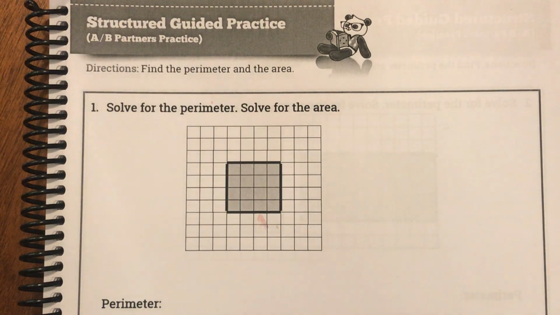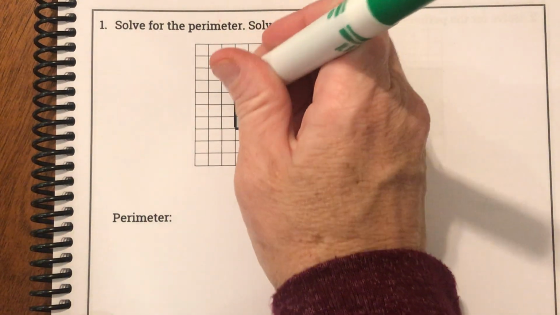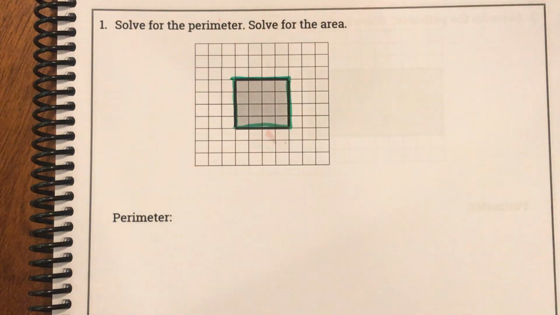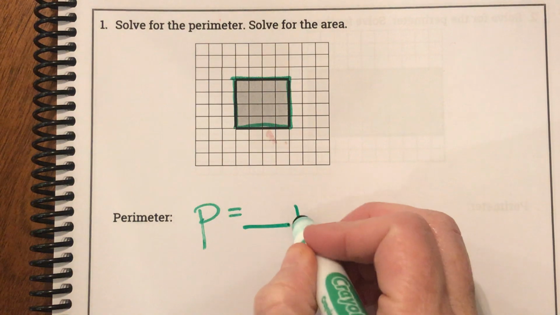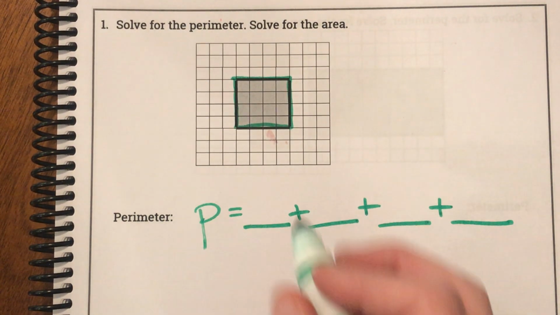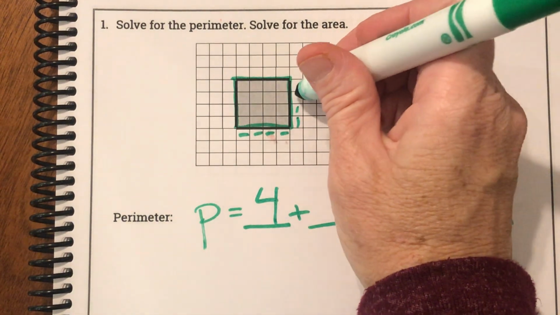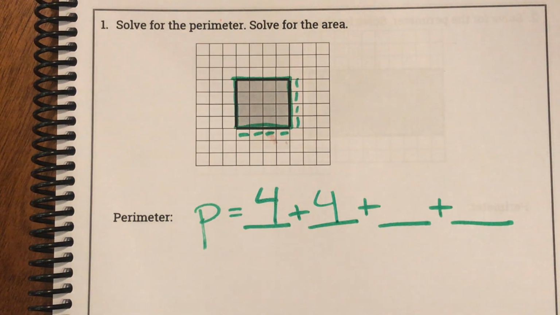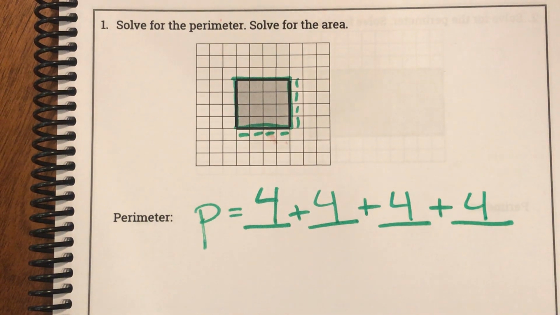Let's try some together. So I'm going to grab my green marker. My first directions say solve for the perimeter and then solve for the area. Perimeter is, we're going to draw our fence around the shape. Because my shape has 4 sides, I need to make sure I add up all 4 sides. So I have 1, 2, 3, 4 on that side. 1, 2, 3, 4. Oh, 4 on that side.